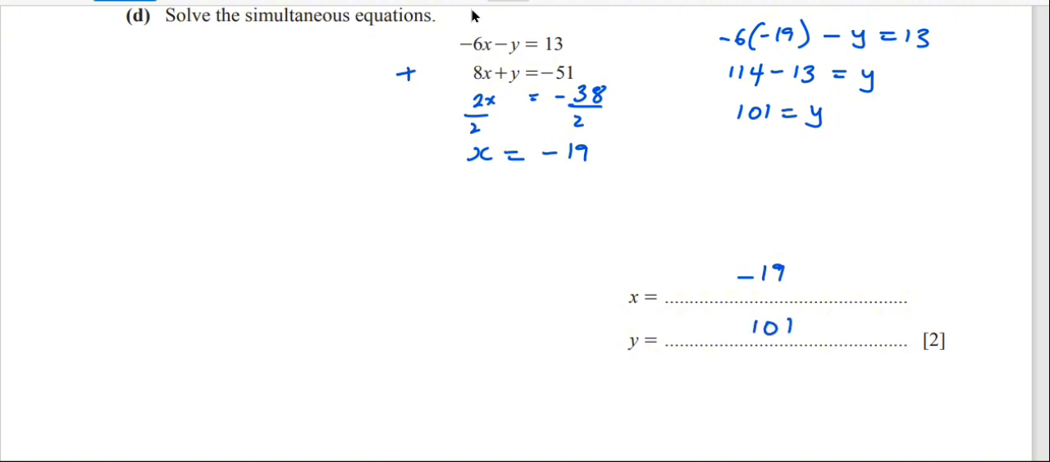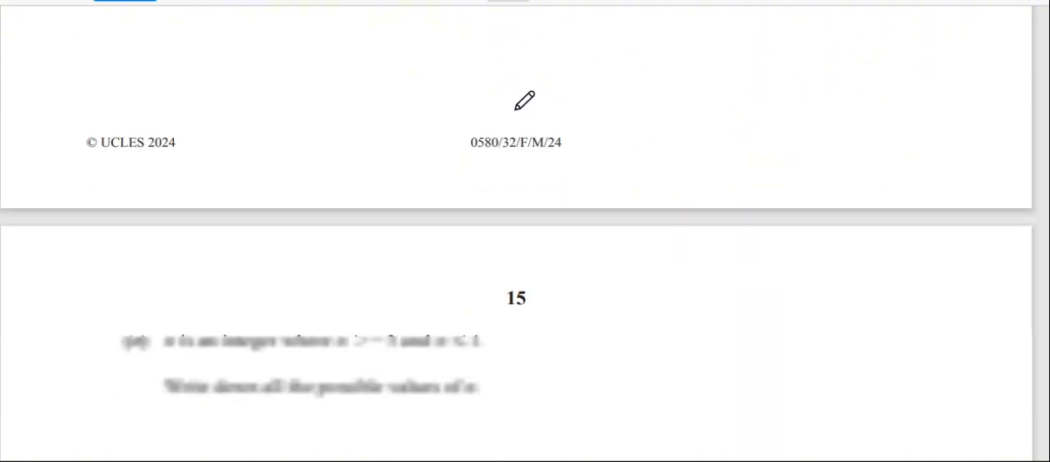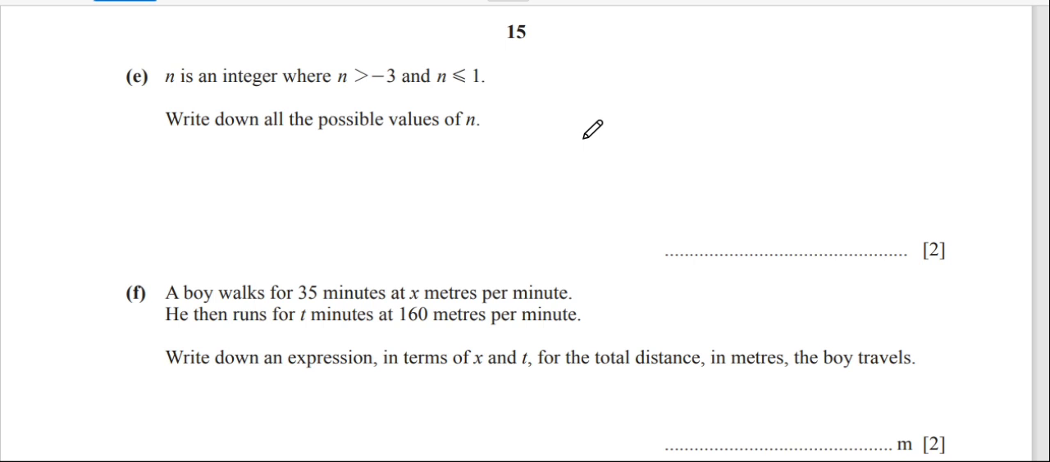Okay, so moving on to the next question there. They say that n is an integer where n is greater than minus 3 and n is less than or equal to 1. So, of course, n is a number between minus 3 and 1. Remember, it's strictly greater than minus 3. So our numbers are going to be minus 2, minus 1, 0, 1. Okay, that's all. So we can't go beyond 1 because it's less than or equal to 1.